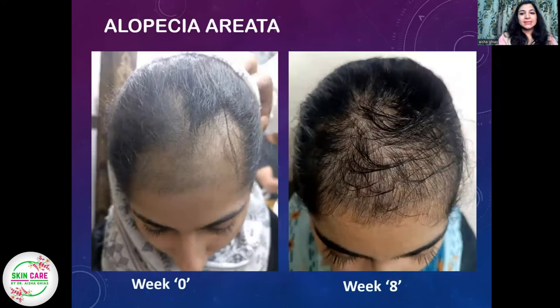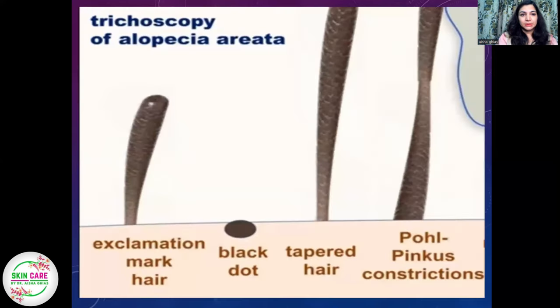All right. The same patient after the third injection of triamcinolone, and you can see that the hair growth is markedly improved. She's having a good hair volume over here now on the frontal scalp, and the plan obviously is to continue with intralesionals. Okay, so trichoscopy of alopecia areata, as I told you, is the exclamation mark hair.